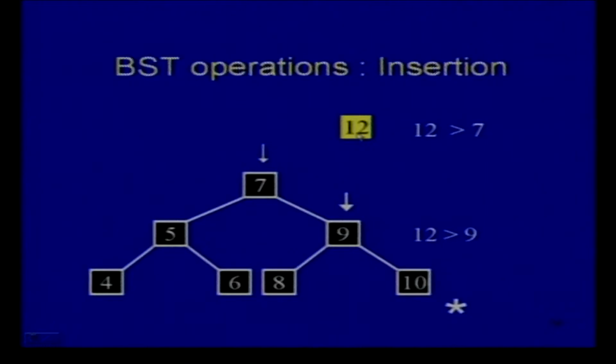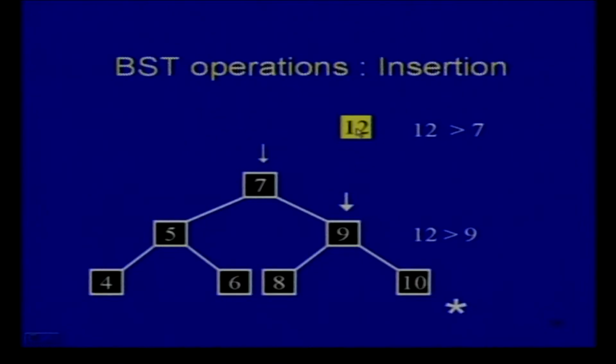So, we start with 12, and we are given the root of the binary search tree. We check 12 against the root and we find that 12 is greater than 7. So, we move to the right of the binary search tree, that is the right subtree. The root of the binary search tree that we want to search in now, the right subtree, is 9.